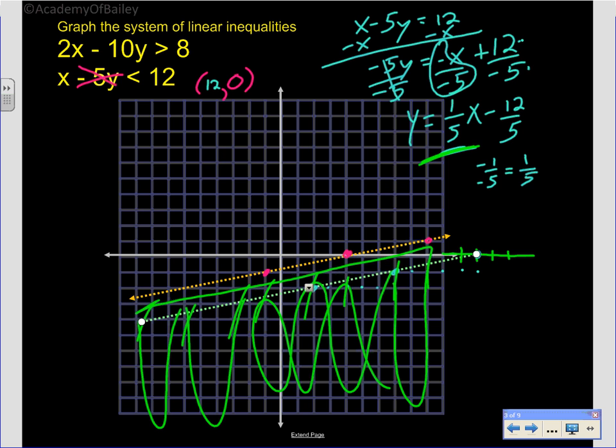All right, there we go. And now we have to pick a test point. For the test point here, we can use 0, 0 again. So if we plug that into the original inequality, x is 0 minus, what's 5 times 0? 0. So is 0 less than 12? Yes, it is less than 12. So it's going to be everything above that line.